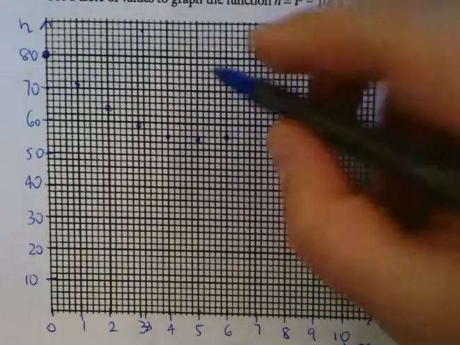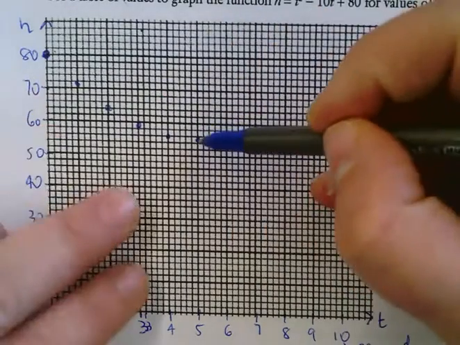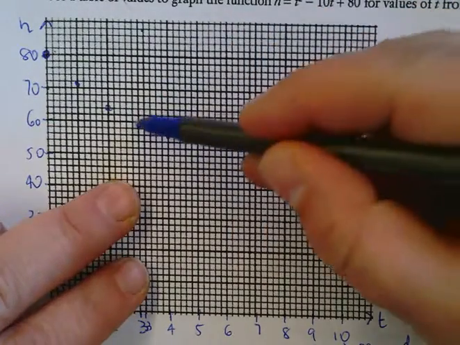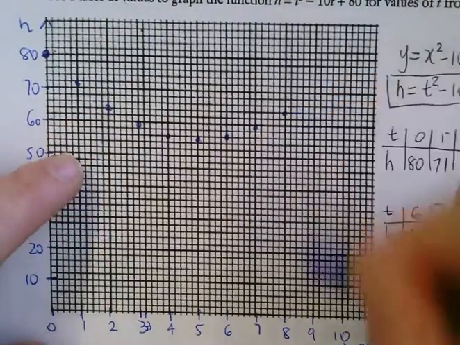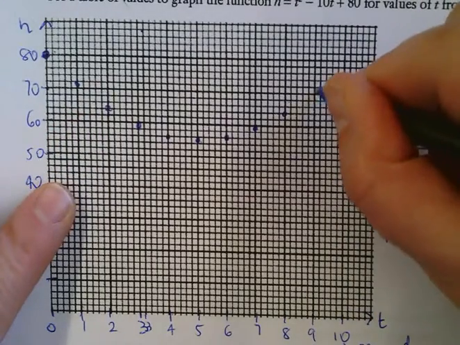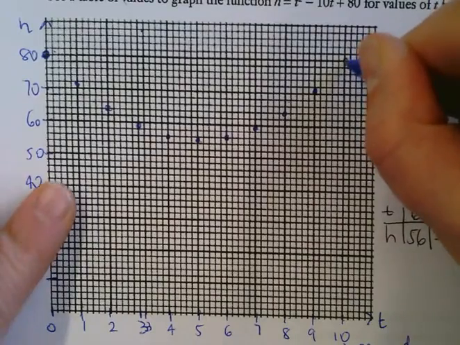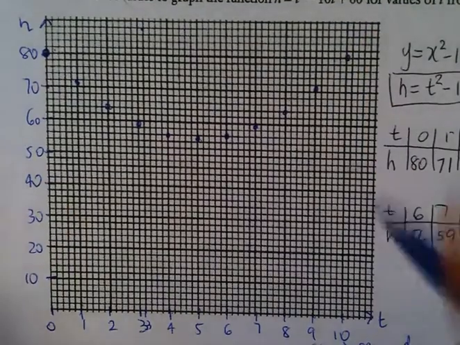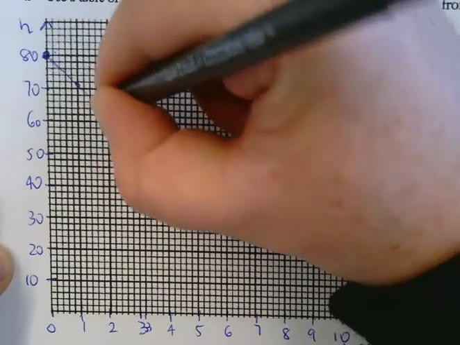T is 7, we've got 59, and notice how it's symmetrical. Because I've got 55, then I've got 56 on either side, I've got 59 on either side, and for 8 seconds here I've got 64, and that's on either side, and at 9 I've got 71, and for t is 10 I've got 80. So it is symmetrical. You can draw a smooth curve. Remember, it's a parabola, it's a smooth curve.